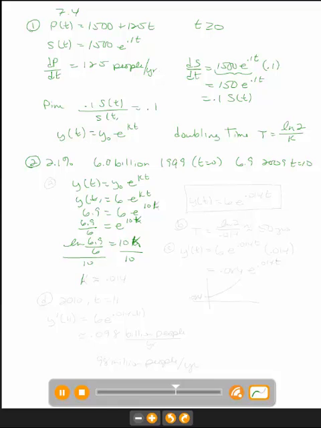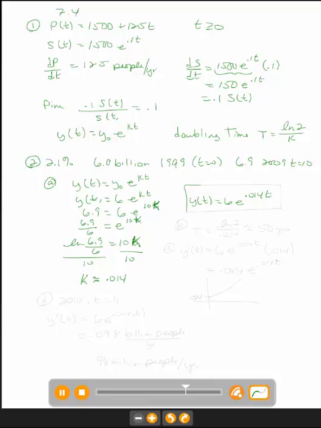These are supposed to be k's; I put in 10 for k. Sorry about that. So k is going to be equal to, and we're going to have to round this, 0.014 per year. So my function would be y of t is equal to 6e to the 0.014t. That answers part A.